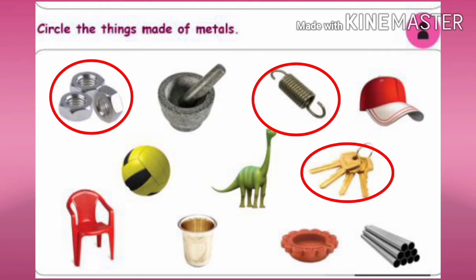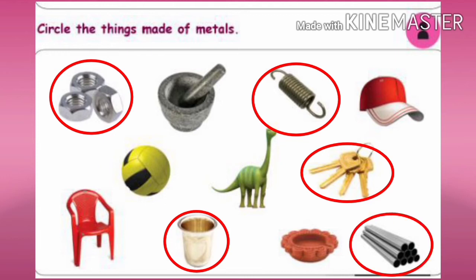See the last row things. First, we have to circle the tumbler. Tumbler. This is made of metal. And the last one, iron rods. Iron rods. These are also made of metals.